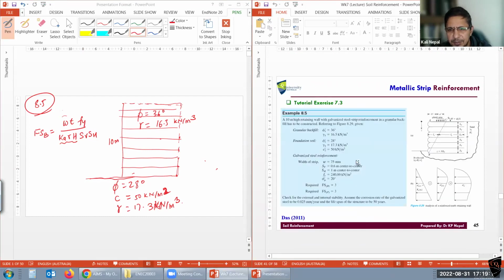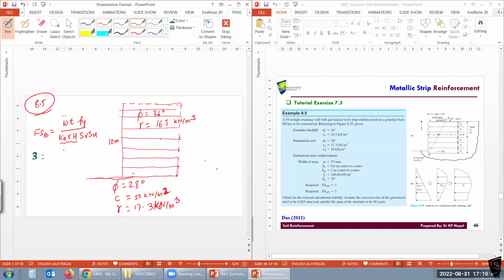That is our problem, that one. Come on, guys, let's do it. The factor of safety, again, pull out is 3. A breaking, right? Not pull out. It's a breaking question, because thickness we are calculating. 3 equals to, what is the width? 75 millimeter. So we put in one unit, it's better to have it in meters. Good.